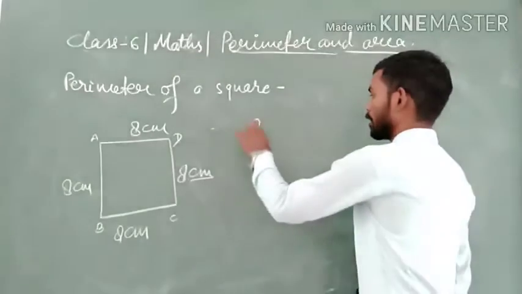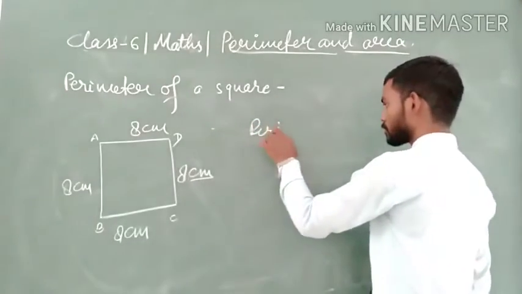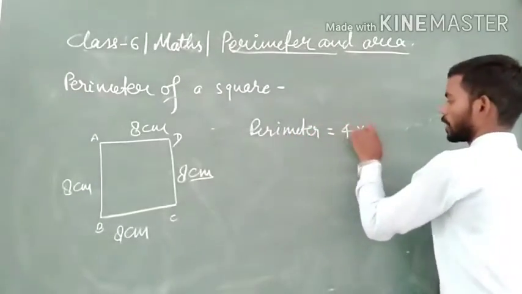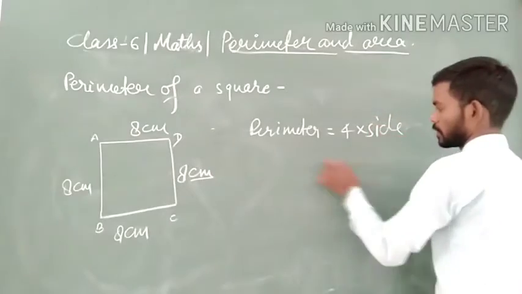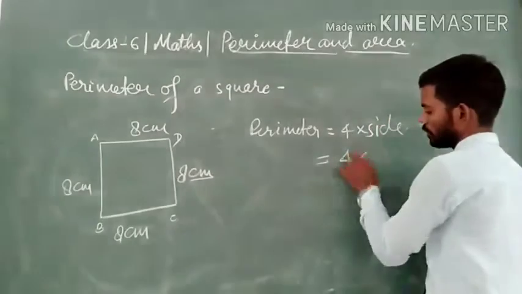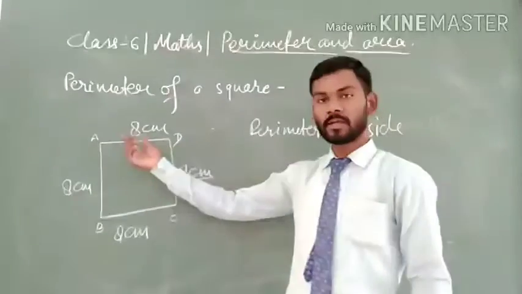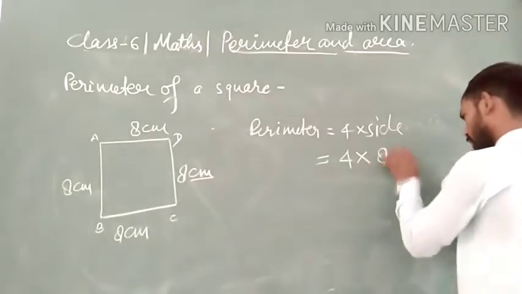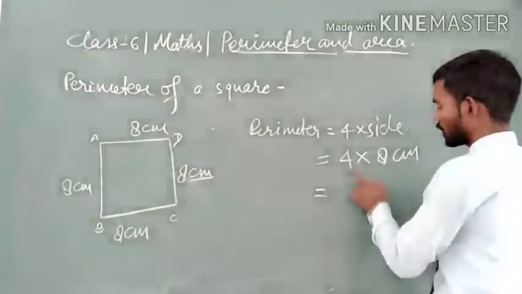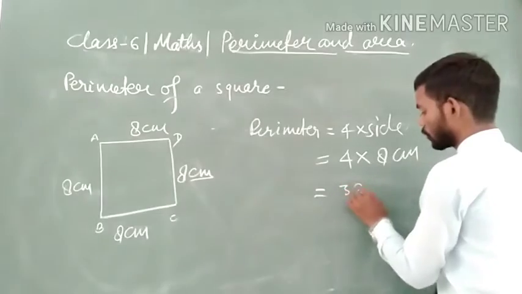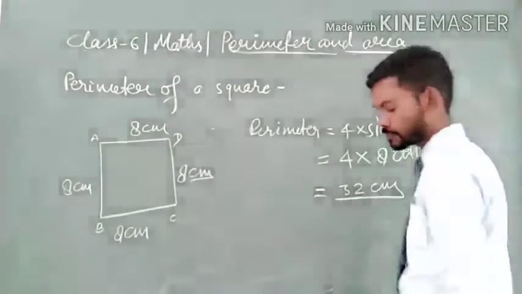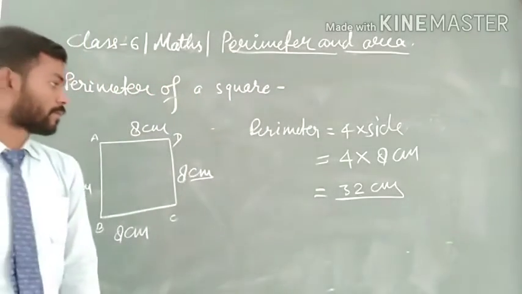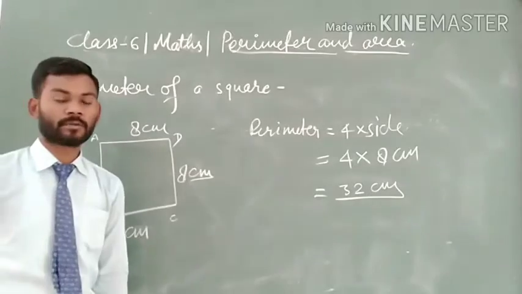And we know that perimeter is equal to 4 multiplied by side. So this will be 4 multiplied by, what is its side? Its side is 8 centimeter. So here we multiply it by 8 centimeter, and hence we get 4 8s are 32 centimeters. Okay, so this is the required result of the given question.